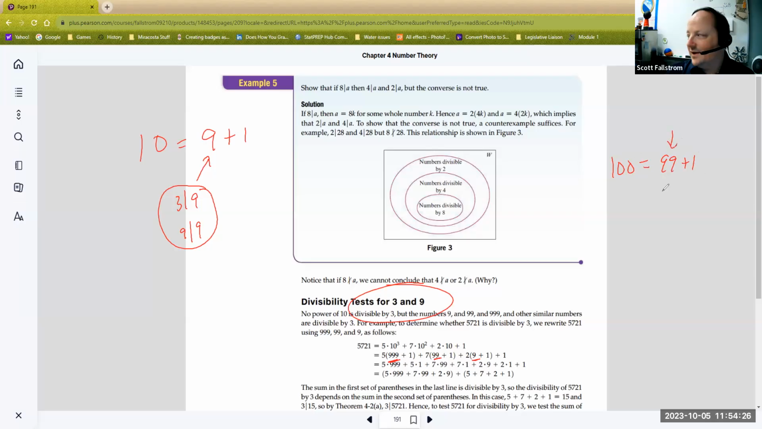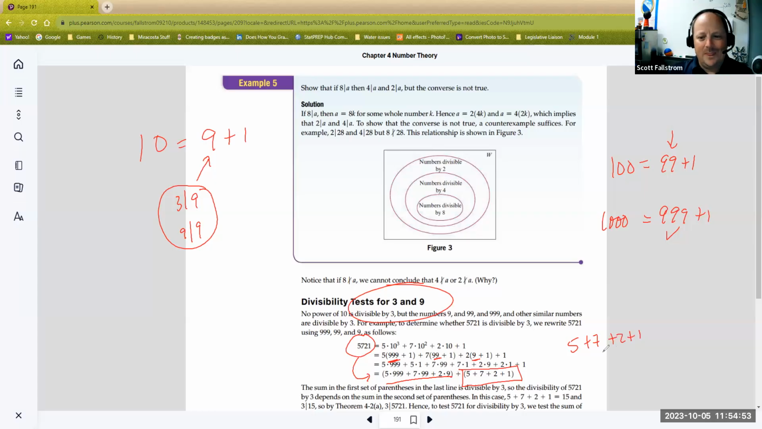Well, 9 divides into this perfectly. 1,000 is 999 plus 1. And guess what? 9 divides this one perfectly. So what you end up doing because of the distributive property is you end up with this beautiful number that you started with. You break off all the 9s, and what you're left with is just the sum of the digits. 5 plus 7 plus 2 plus 1.